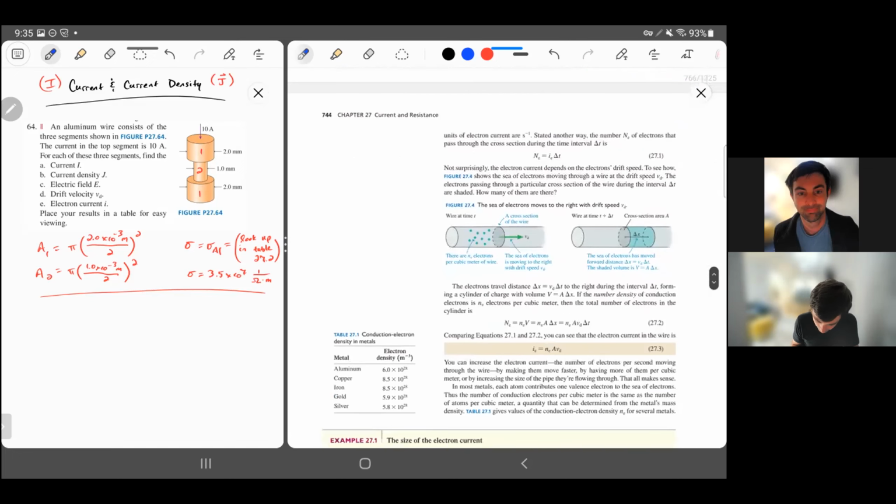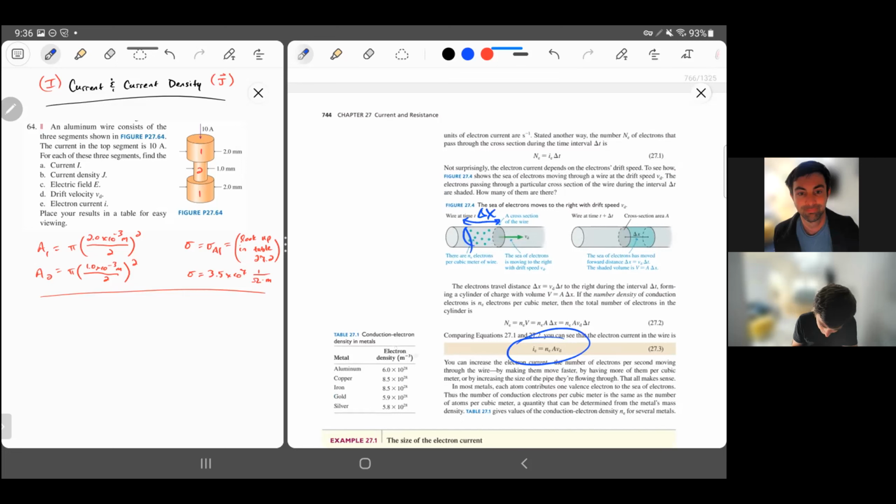For the formula, the proof of this formula is we're keeping track of a section of the wire, and let's suppose that these electrons are all moving to the right. So in this section of wire of length delta x, it'll pass through this area. We can relate delta x and the area of the wire, so that's volume.